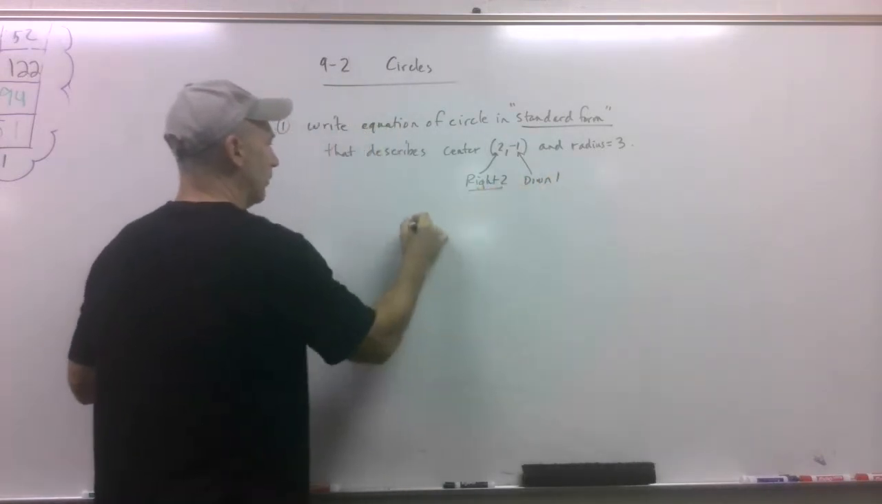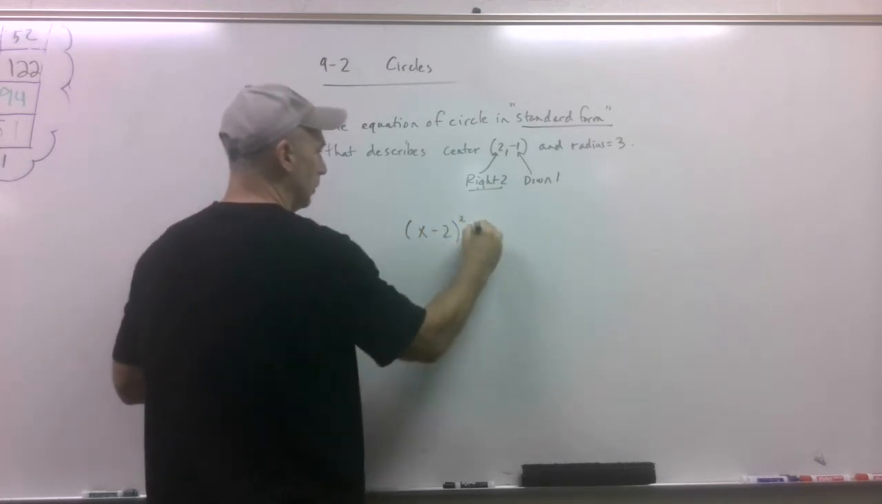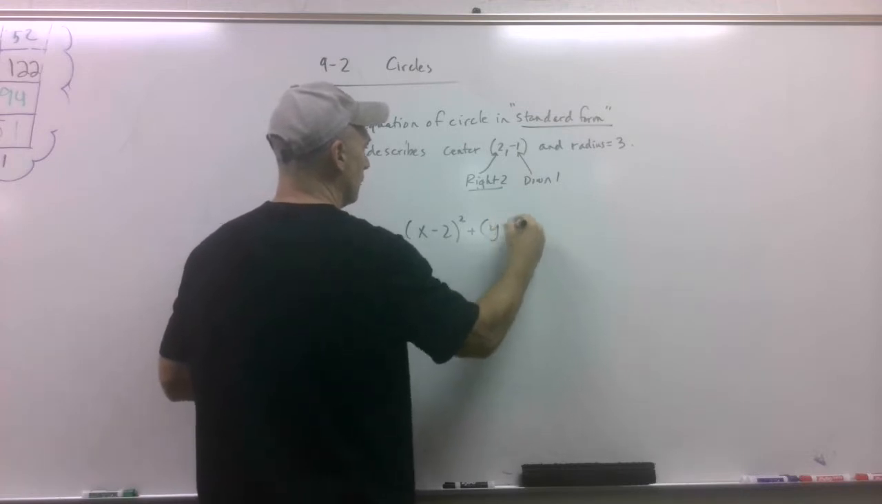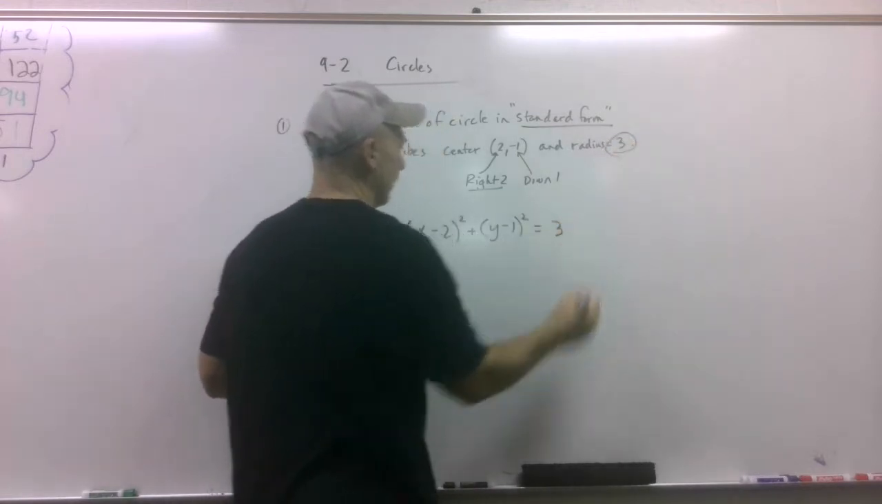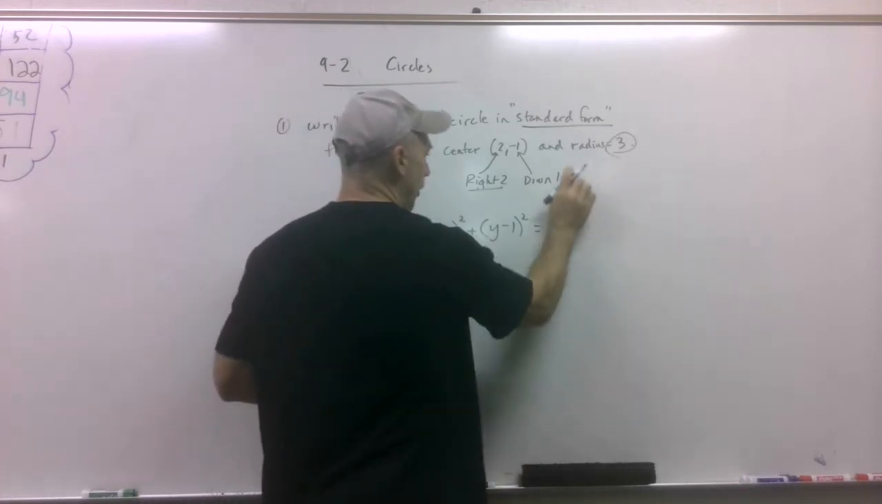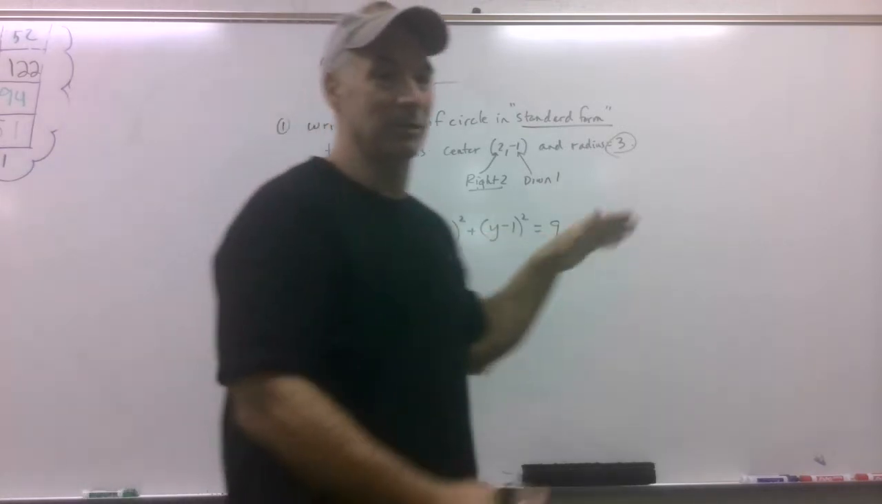So to take care of that, we're going to go x minus 2 squared. There's our 2 to the right, plus 2 down would be minus 1 squared. And if the radius is 3, don't you dare put that right there. Remember, it's always equal r squared, so that would have to be 9. Some of those can be that easy.